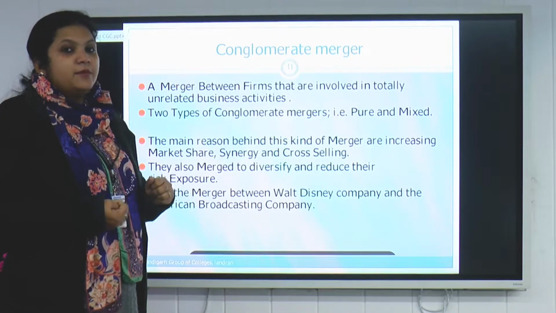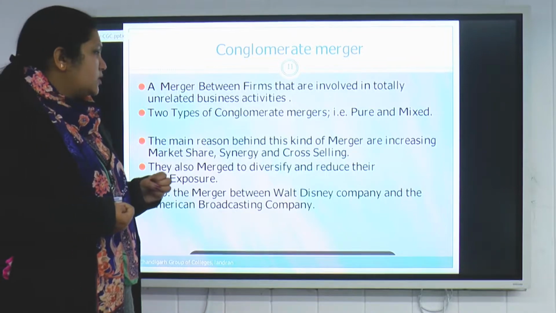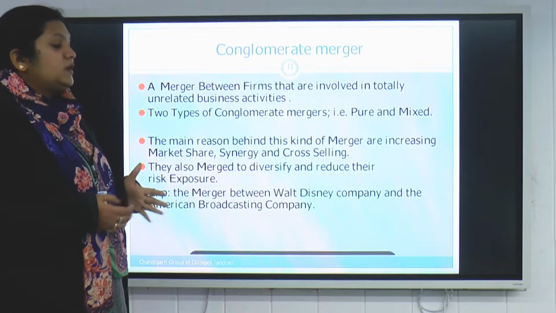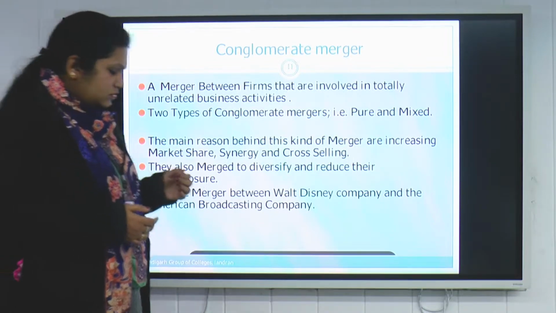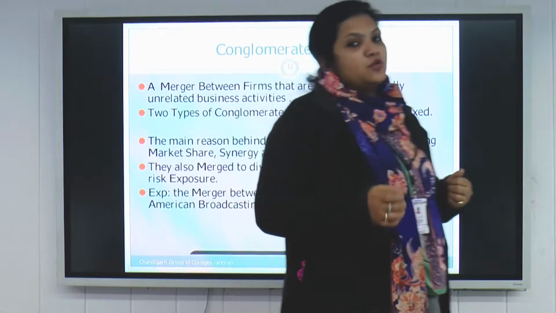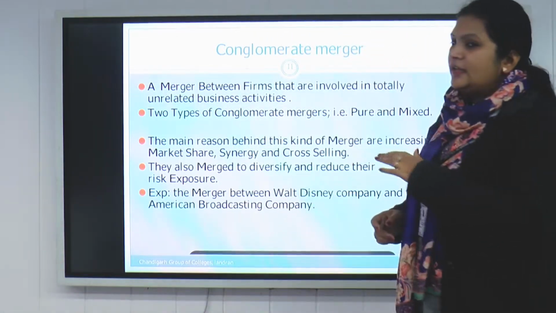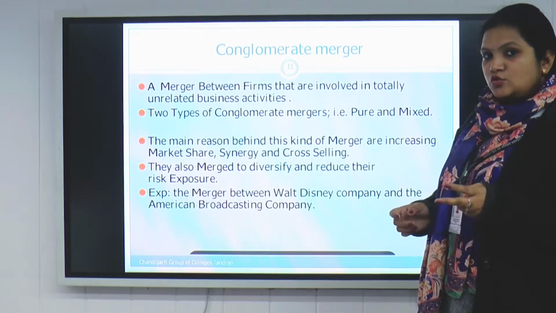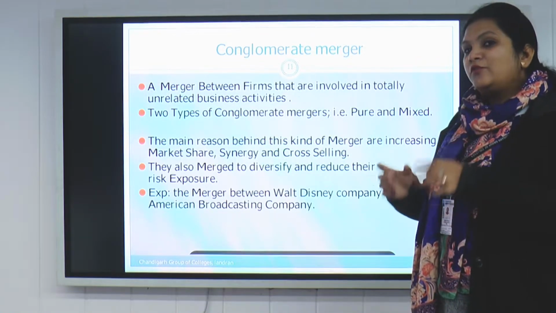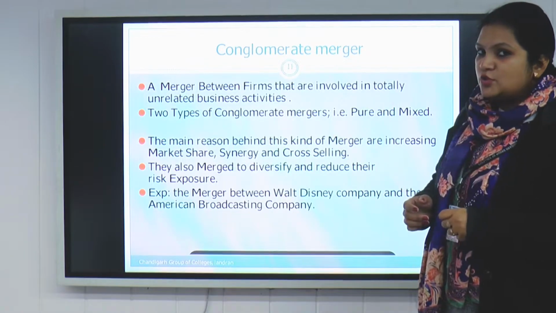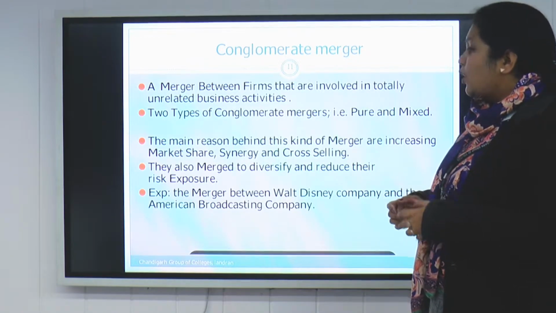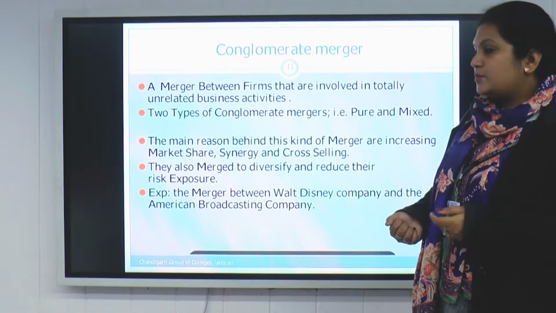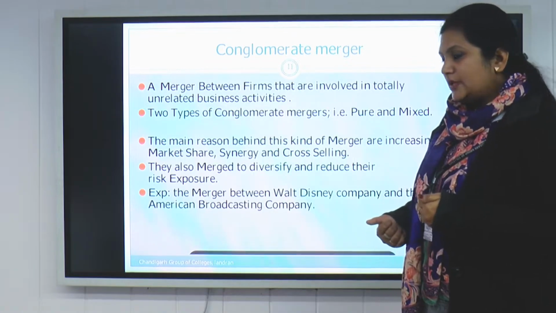The third type of merger is the conglomerate merger. A conglomerate merger is a merger between firms that are involved in totally unrelated businesses. The two firms are totally unrelated. They do not have any relation with each other. When these two types of companies come together to form one single entity, this type of merger is known as a conglomerate merger. There are two types of conglomerate mergers: pure and mixed.